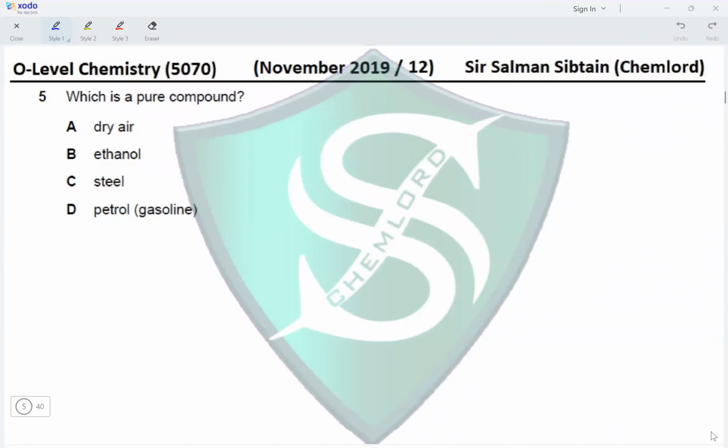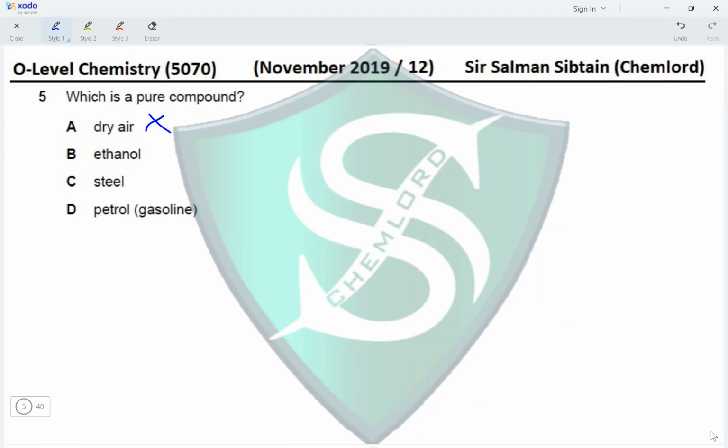Question 5. Which is a pure substance? A pure substance is one in which there is nothing else mixed in it. It's not a mixture. There are no impurities. And it is made up of a single compound. So dry air. Air itself is a mixture of different gases. If it is dry, the only thing removed from it is water vapor or moisture. We still have different gases present in air. So air is always a mixture. It is not a pure substance.